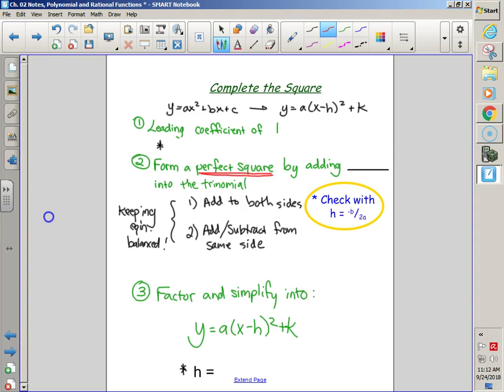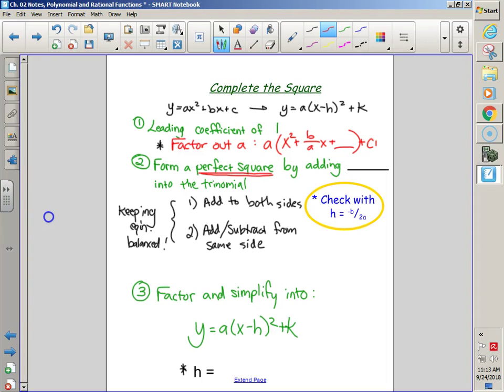Now, first of all, to get a leading coefficient of 1, you have to factor out a, which is going to look like a times x squared plus b over a x plus c. That's the first step. Factor out a. Now, sometimes a is a 1, so it doesn't really change anything. But if a is not a 1, we factor out an a away from the x squared, away from the bx, which means we divide, and the little c we just move off to the side. And in doing so, we've left ourselves a blank.